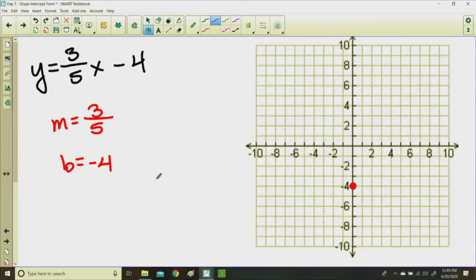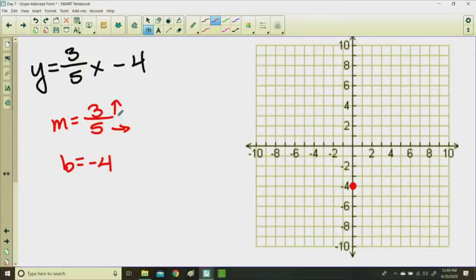Remember, it's rise over run. So the first number goes up and down, bottom number on the denominator goes left and right. Now you have to pay attention to the sign. Look at them separately. 3 is positive, so that means we're going to go up. The denominator is positive as well, so that means we're going to go to the right. I like to put the arrows on my slope so I know what direction I'm going.